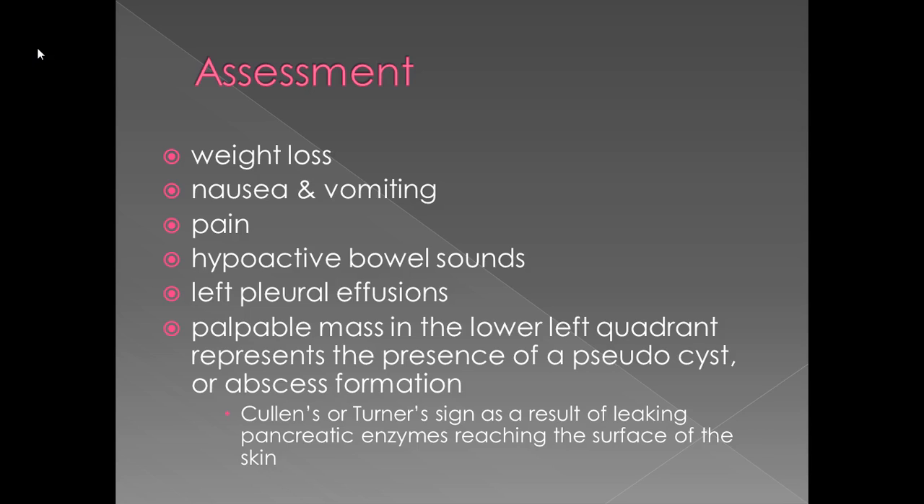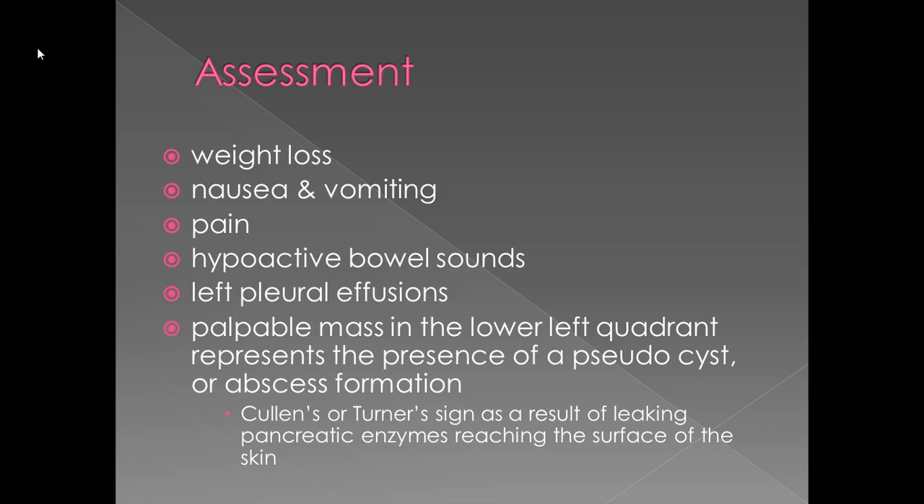They can also have a palpable mass in the left lower quadrant, which represents the presence of a pseudocyst or an abscess formation. When we find a palpable mass anywhere in someone's abdomen, nursing only performs light palpation. It would be a huge contraindication to perform deep palpation on these patients because you could rupture the mass, which is an abscess, and that would lead to peritonitis.